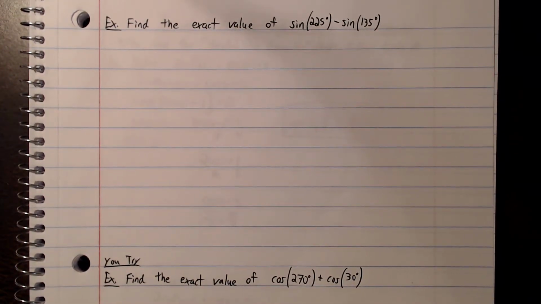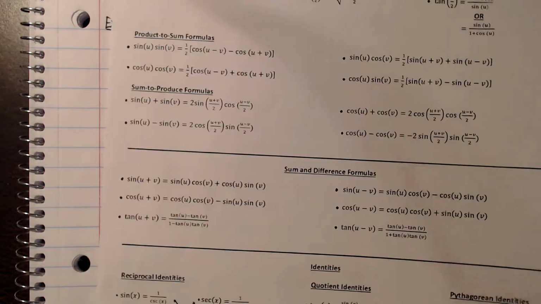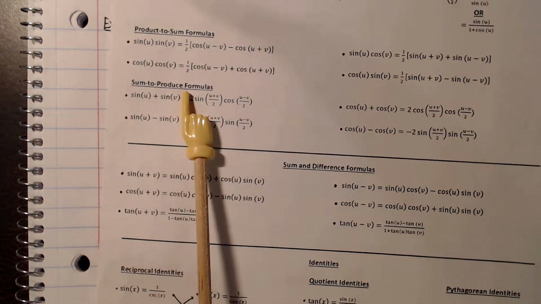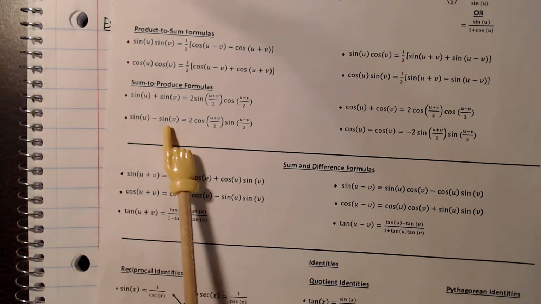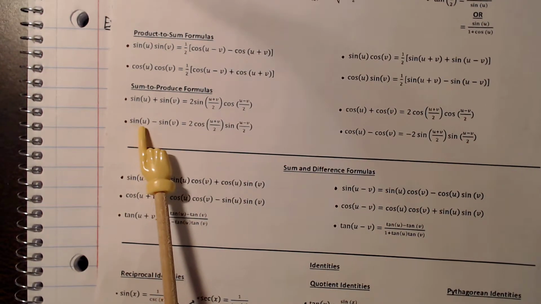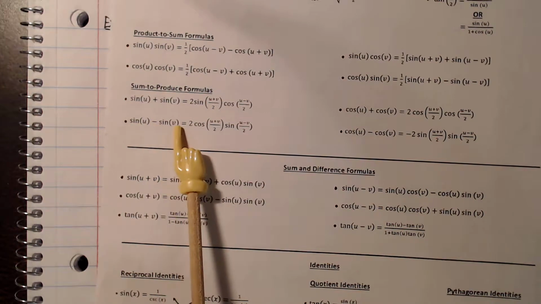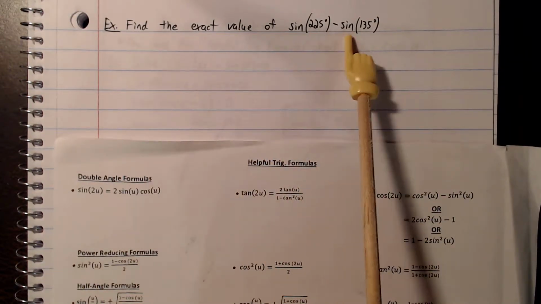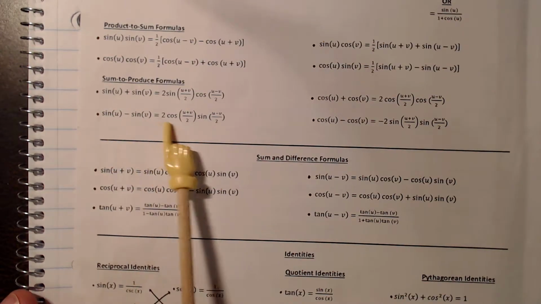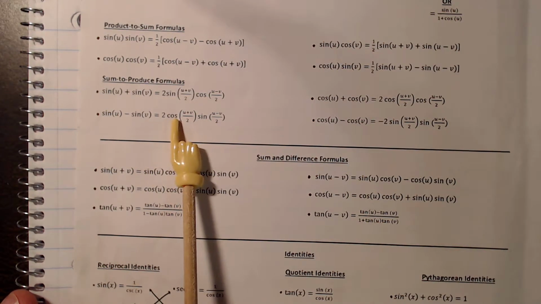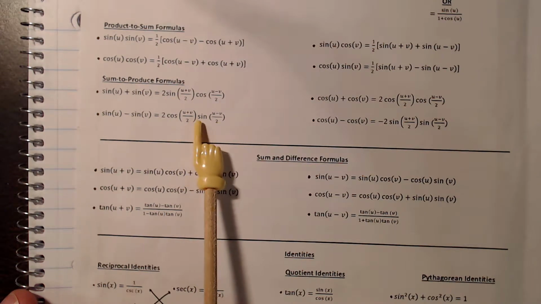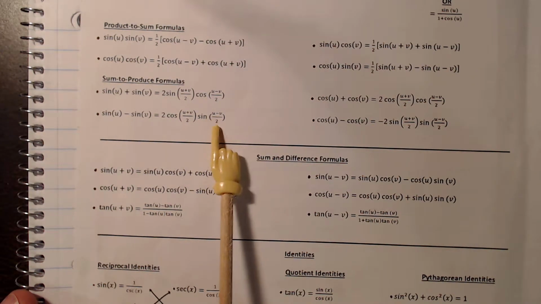These problems are asking us to find the exact value. Okay, we can do that. And what we should notice is that we have a difference. Well, if we look at some of these sum to product formulas down here, we notice that we do have differences here, right? We have sine minus sine, which matches with what our problem gives us. So we're going to want to use this formula down here, which calls for 2 times cosine of u plus v divided by 2 times sine of u minus v divided by 2. This formula, that's what we're using.